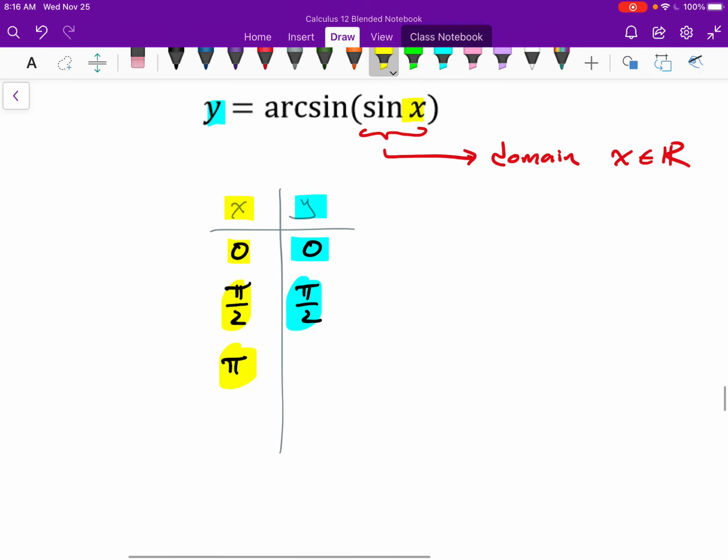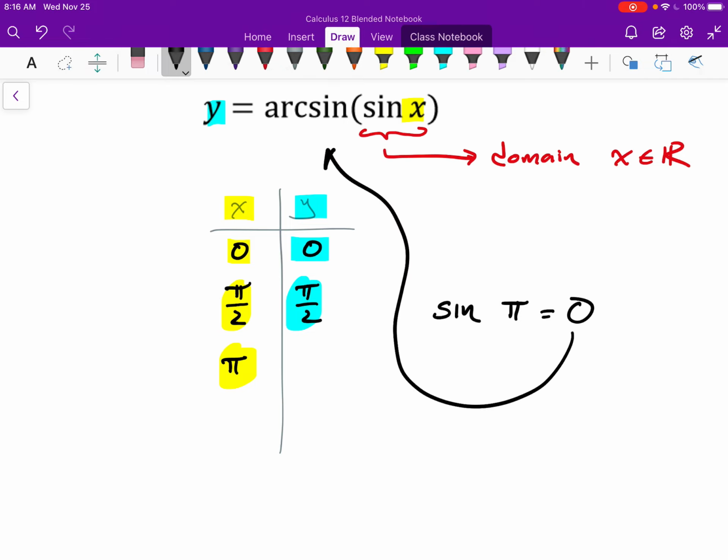Well, if I put in pi, I have to think, what's the sine of pi? The sine of pi is 0. Okay, then I put 0 into arc sine. And I think, what's the arc sine of 0? That means, where does sine equal 0? Well, sine equals 0 at 0. Because that's restricted, because of how arc sine is the inverse of just part of sine.